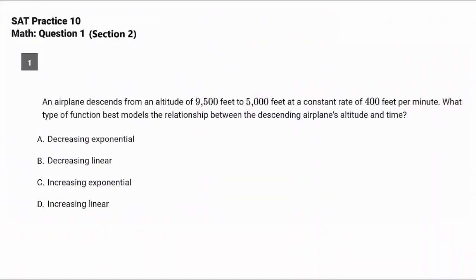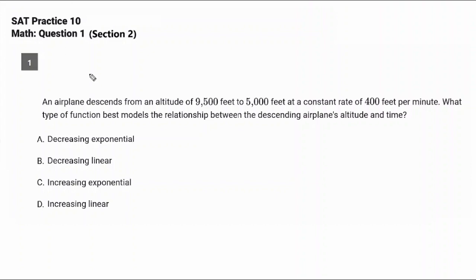We're on SAT Practice Test 10, Math Section 2, Question 1. When you get to Section 2, the first two questions are easy. They're so easy that you're going to think you must have blown Section 1 and ended up on the easy Section 2. An airplane descends from an altitude of 9,500 feet to 5,000 feet at a constant rate of 400 feet per minute. What type of function best models the relationship between the descending airplane's altitude and time?